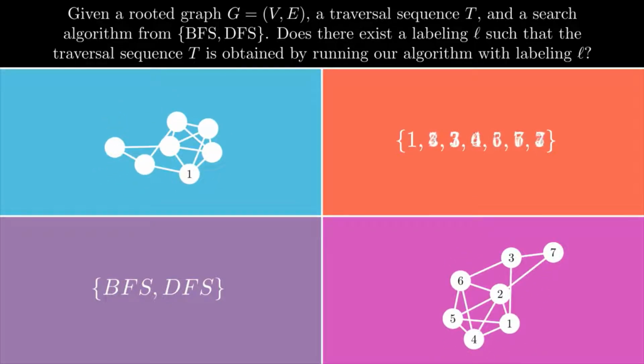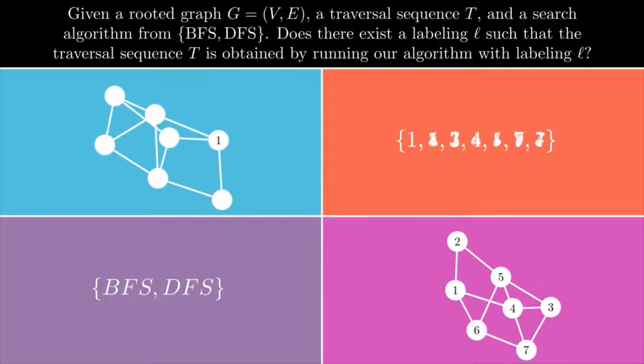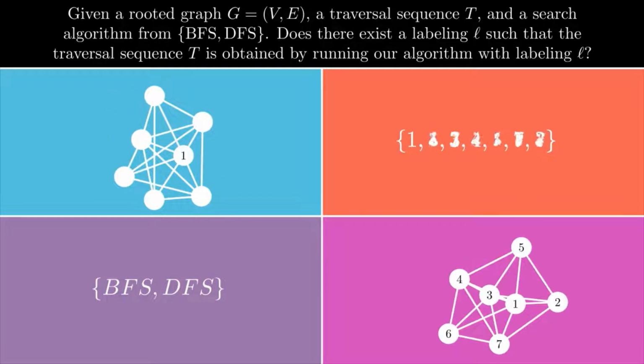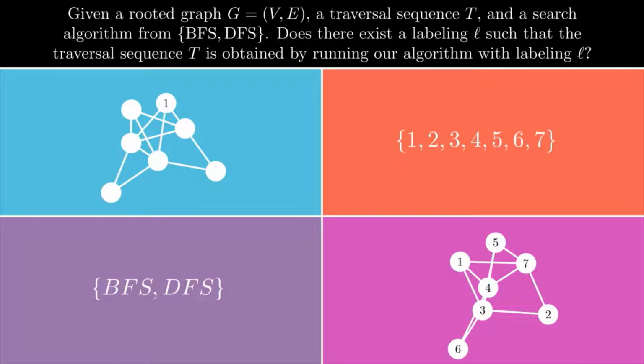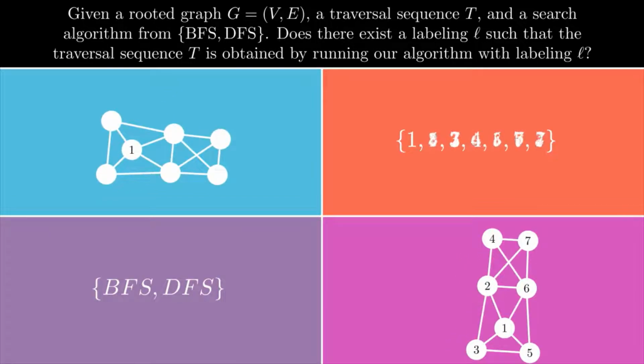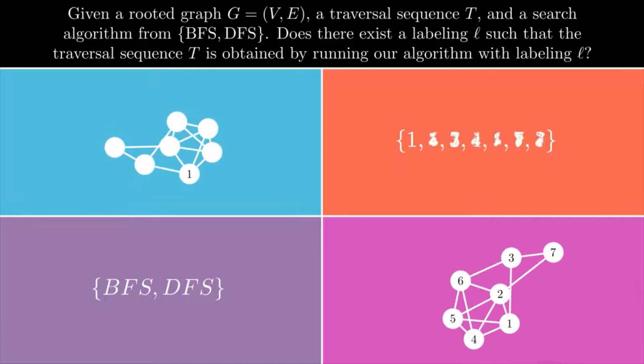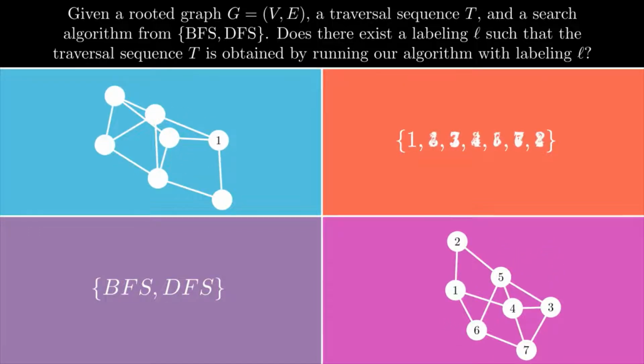For starters, we are given the data of the problem. Namely, we are given a rooted graph G, a traversal sequence T, and a preferred search algorithm. The goal is then to find a labeling of our graph such that the traversal sequence obtained by running the search algorithm is the same as that given.